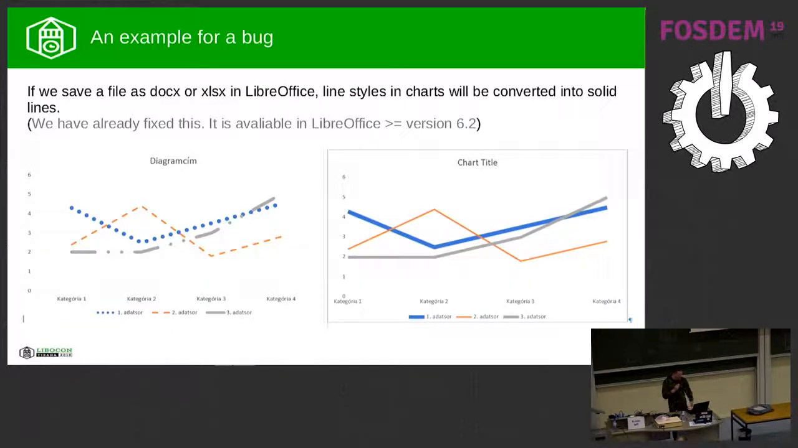An example for a bug: you create a docx file and create a chart, a line chart, and set some line styles to it, and you save it and reload it, and the line styles are converted to solid lines. Of course, we have already fixed this. This was only an example.